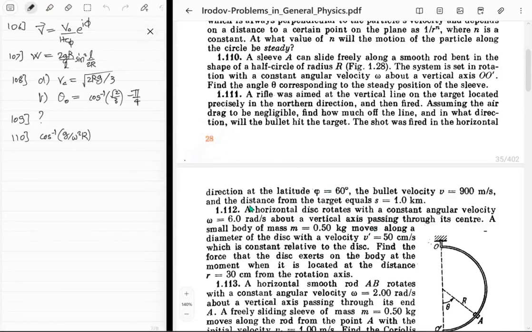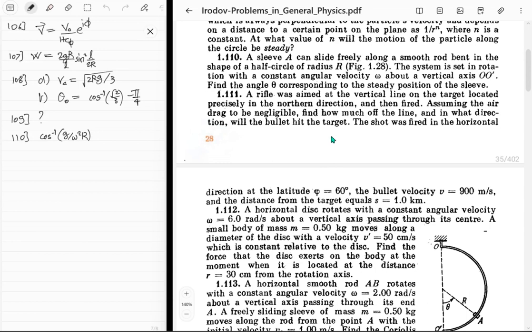So problem 111, I gave it a try. I even wrote down something for a different case. In this case particularly, your shot is completely horizontal, so you can't just use the approximation that we used originally. That's projectile motion. You can't do that.